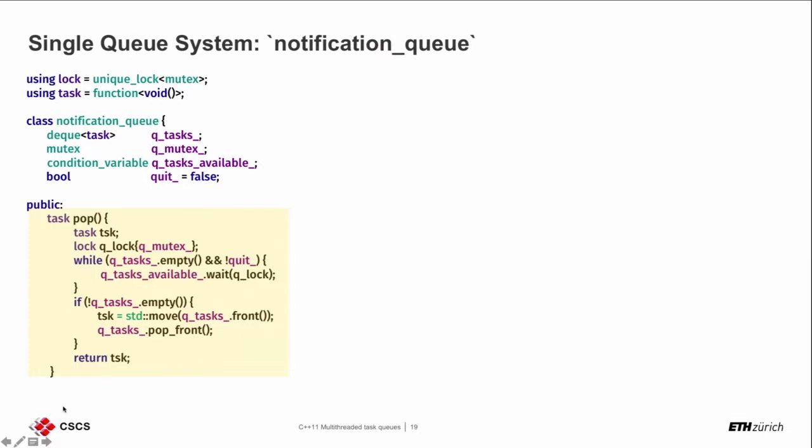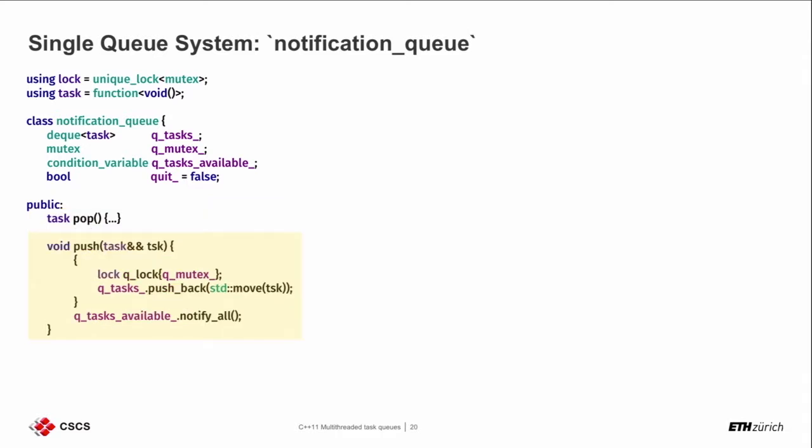So like I said before, this pop function will always return a task if there are tasks in the queue, if we are still in running mode, and it will return an empty task if we have quit execution.